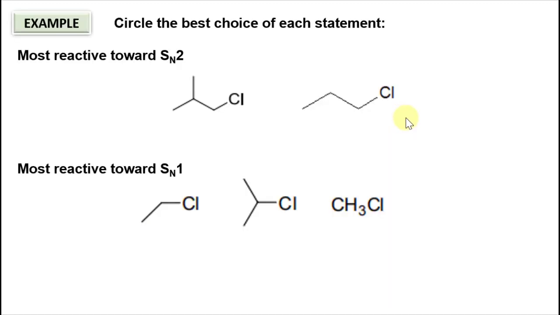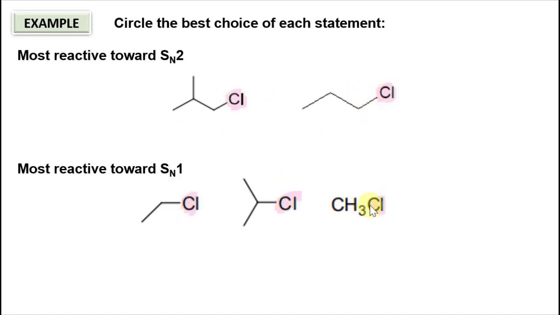Now, let's have a look at an example of how we are going to determine which one is the most reactive towards SN2 and SN1 reaction. So we are going to circle the best choice of each statement. Before we do that, let's identify our haloalkane. Okay, so this is our halogen, right?